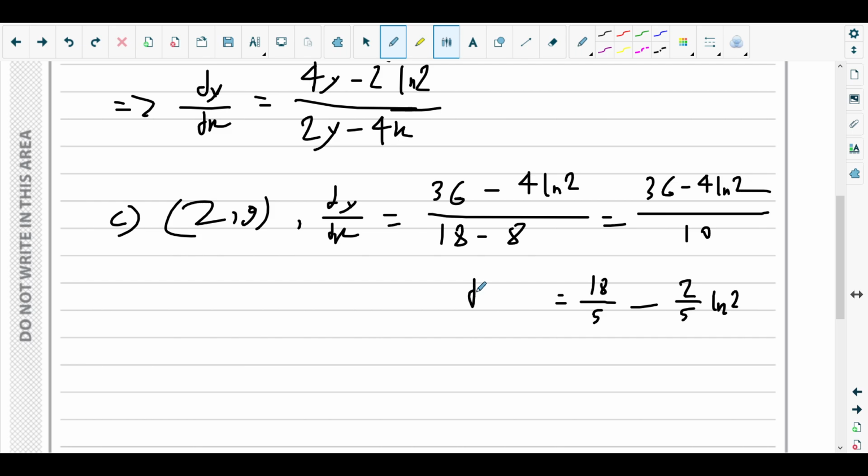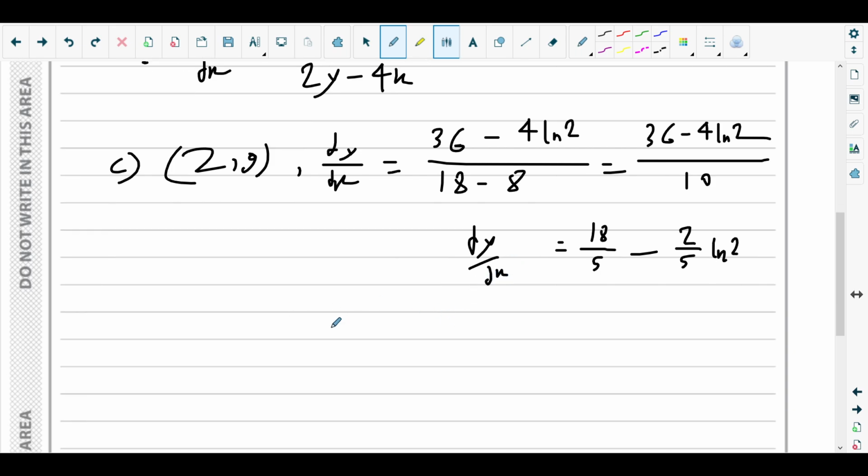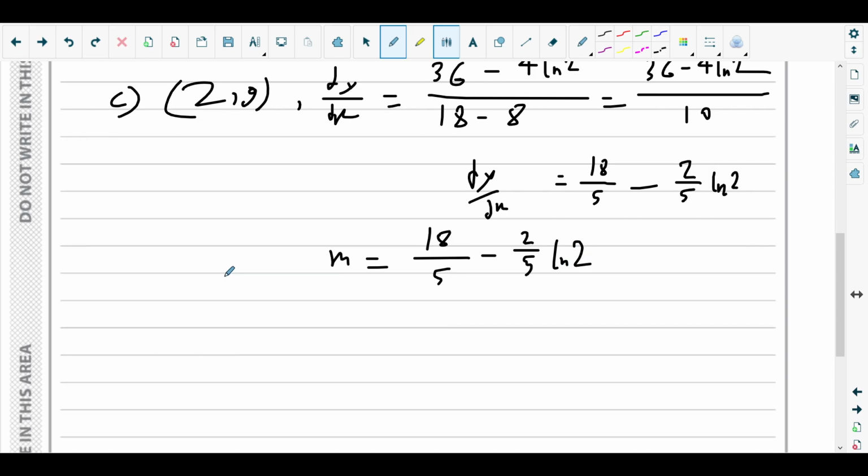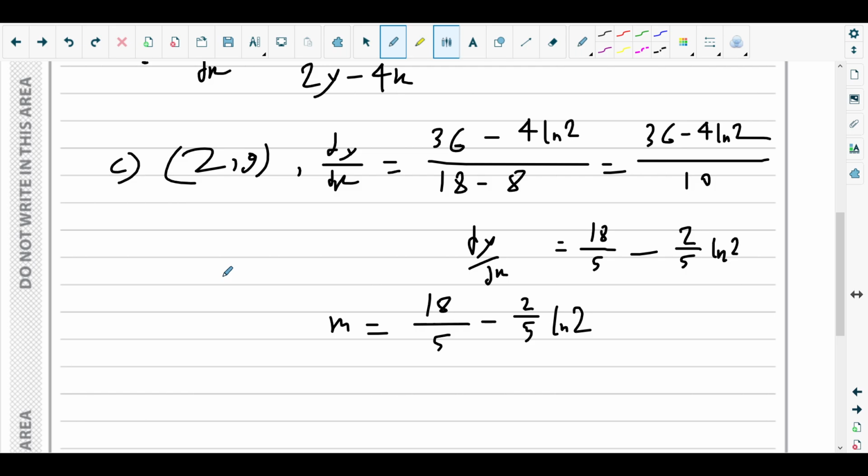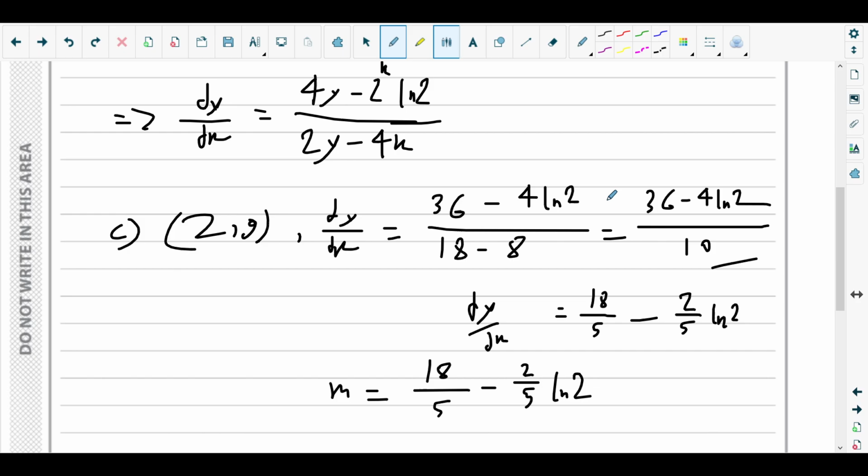That's it. We got the gradient basically. So this is the derivative of what? This is the value for the gradient of the curve C at point P. So this is the gradient of the tangent too. Okay. So what you will get? We will be getting the gradient is 18 over 5 minus 2 over 5 ln 2. I think you don't need to simplify it. If you keep it as it is, it's enough. It will be just a waste of time.